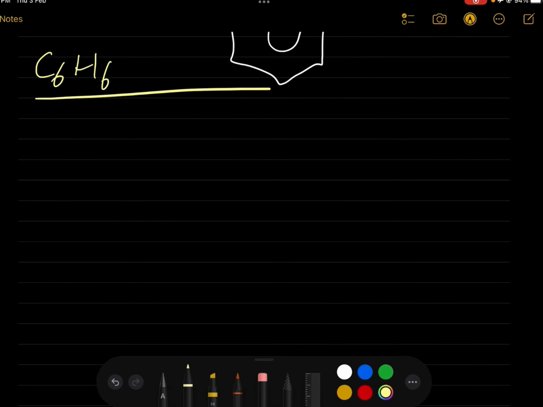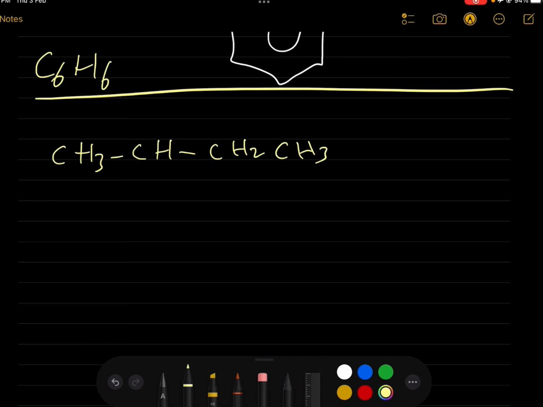How can I represent a molecule with a double bond, for example, or with a branch? Let's take this one: CH3, CH2, CH3, and here we have OH. If I ask you to give the skeletal structure, or let's say formula.